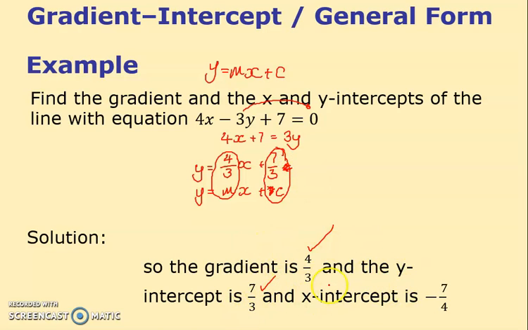The one that's not obvious is what's called the x-intercept. Because so far, I could actually draw what I've done. I know it's crossing at 7/3, which is 2.3ish. It's only a sketch, it doesn't matter too much, so I'm going to draw it something like that. This is y equals 4/3 of x plus 7/3, or this is 4x minus 3y plus 7 equals 0. Now, what I want to know is where it crosses here.